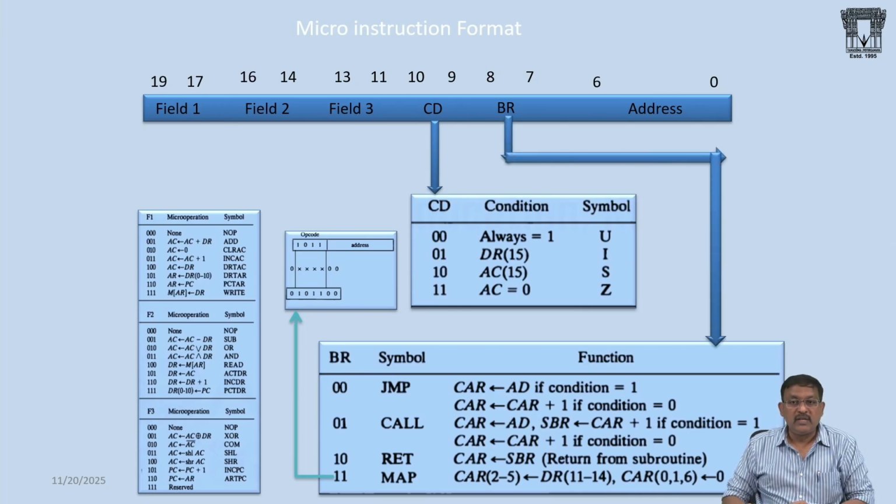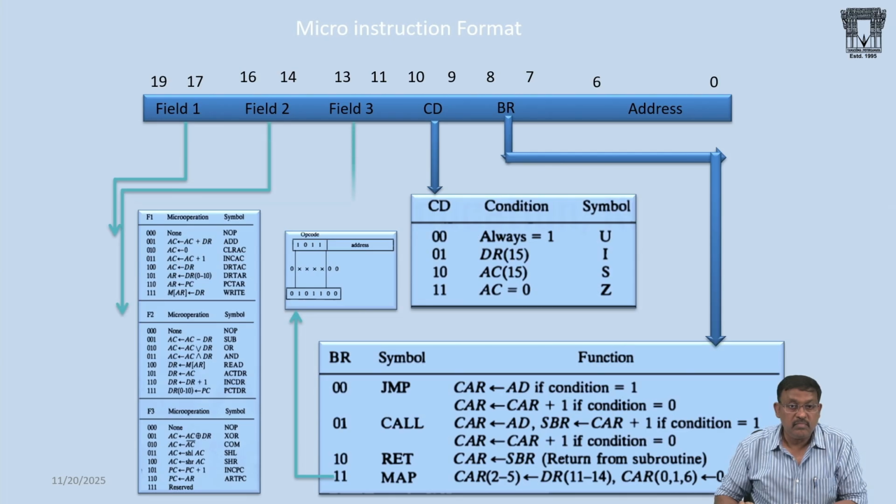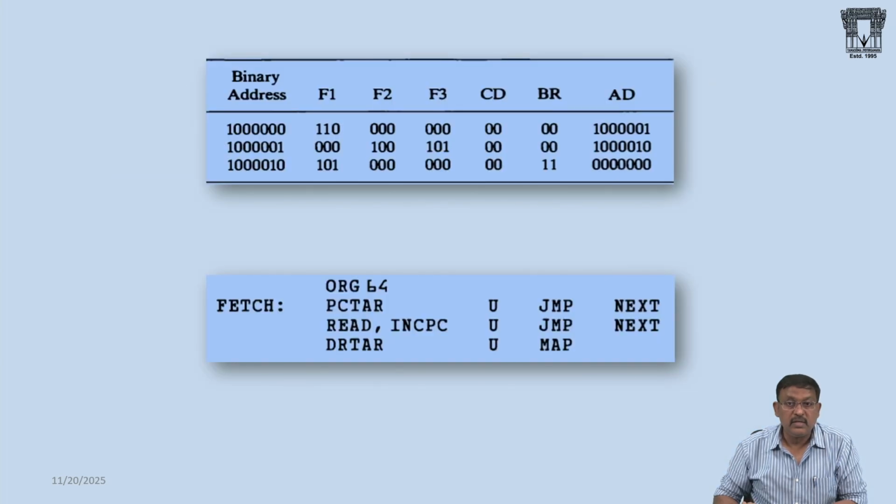Look at this one. If the condition is true, then there is a meaning to the branch bits. That is my intention. Otherwise, if the condition is not true, the next address is represented within the instruction. The address bits 0 to 6 represent the next address. So this is the binary representation of the micro instruction format. You can interpret it.